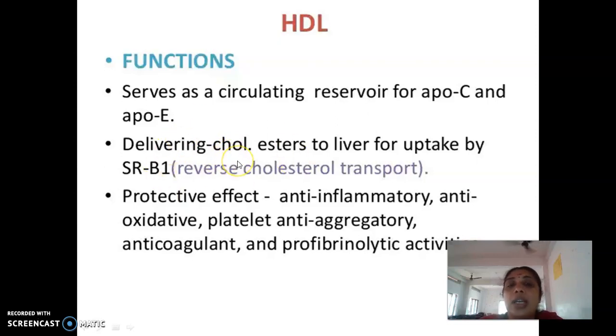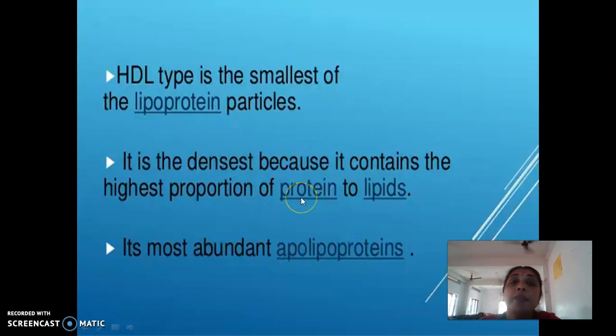Then they are delivering cholesterol esters to the liver for uptake by the hepatocytes. So the protein which is responsible for this is the SRB1. This cholesterol which is being transported from the peripheral tissues to the liver is known as reverse cholesterol transport, right? And it is having a protective effect. It is anti-inflammatory in nature. It is antioxidative. It is platelet anti-aggregatory, that is, platelet aggregation is prevented. It is anticoagulant, with pro-fibrinolytic activity, that is, it prevents clot formation, etc. So in effect, HDL is highly protective in nature.